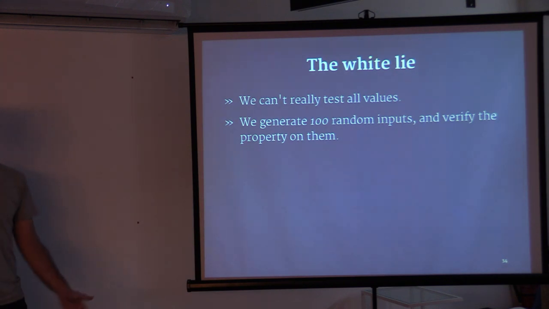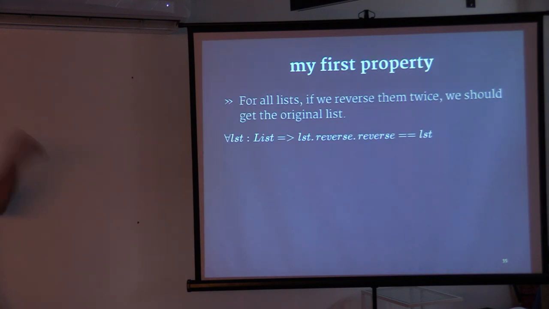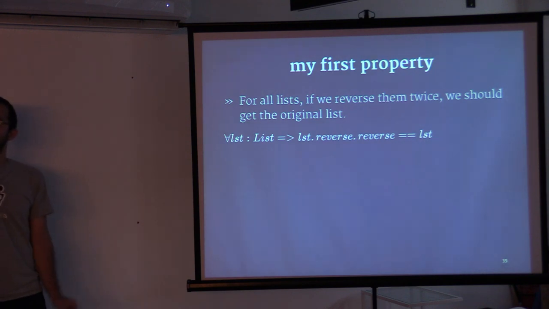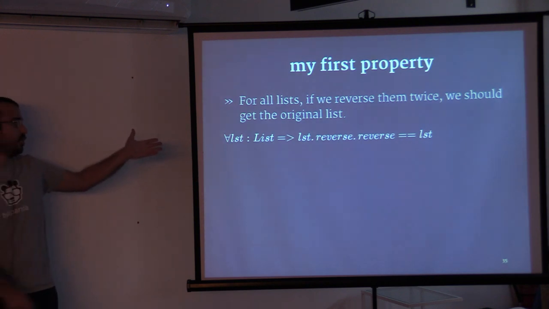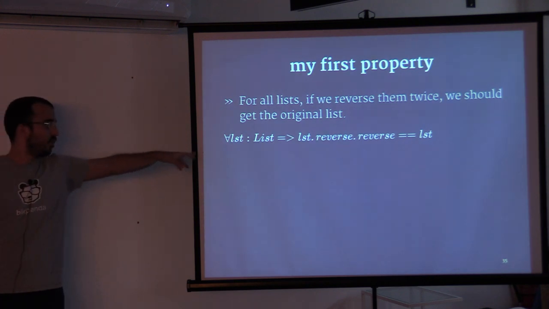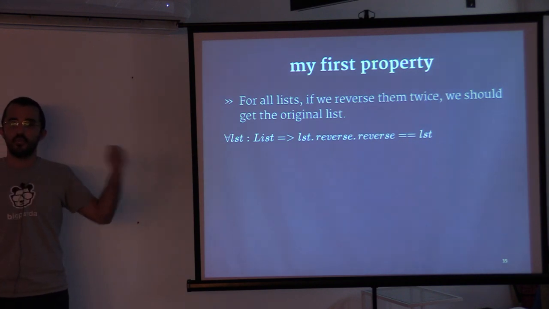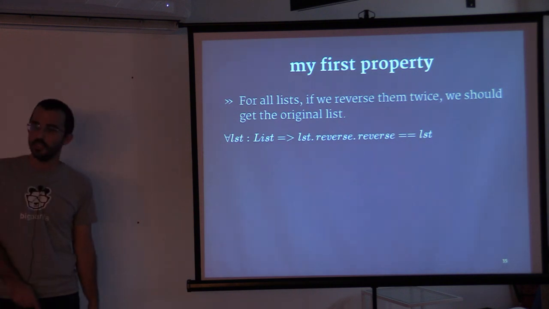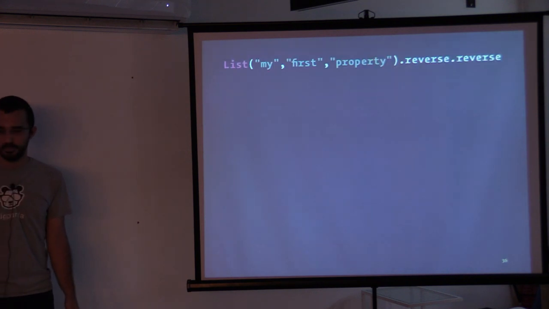Great, so let's see if we really understood what a property is. This is the hello world property. It says, if you take any list and reverse it twice, you should get the same list back. In a mathematical notation, it is written like this. For all lists of type list, if you reverse it twice, it should equal the original list. So what do you say? Will this property hold? Let's look.